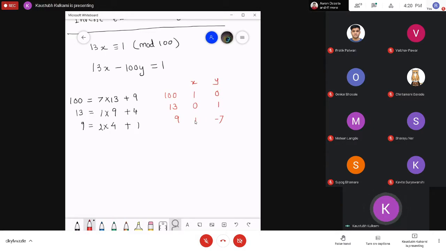Okay, and the logic behind this was 9 is equal to 100 minus 7 into 13. Okay, this we had seen in the previous lecture or previous to previous. So we say it in terms of rows. That is, the row of 9 is equal to row of 100 minus 7 times the row of 13. So row of 9 is row of 100, which is the first row, minus 7 times the row of 13.